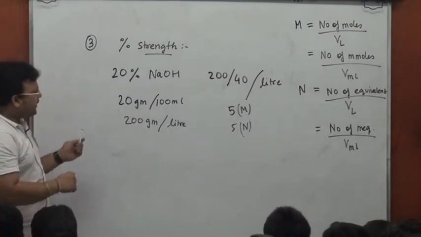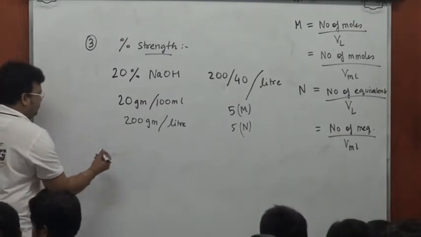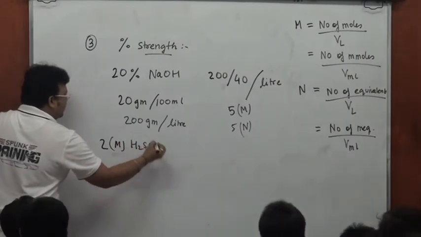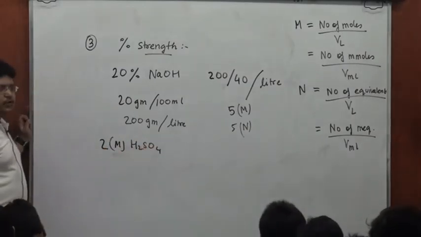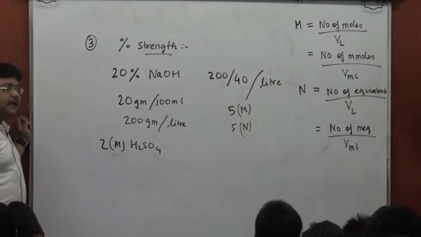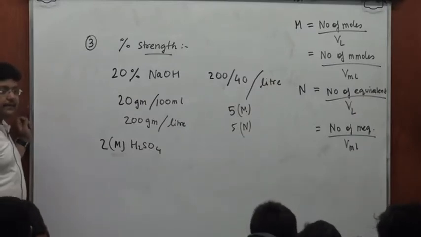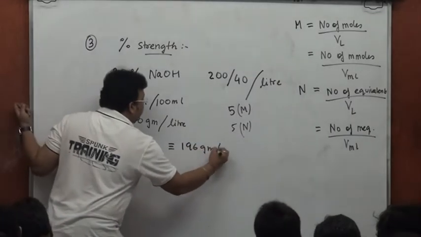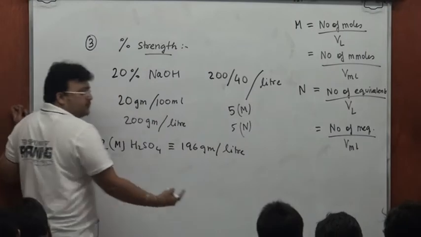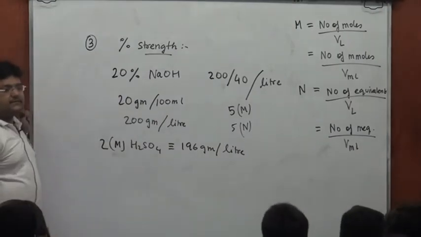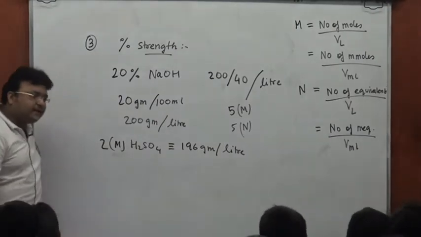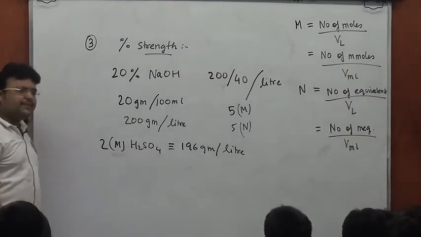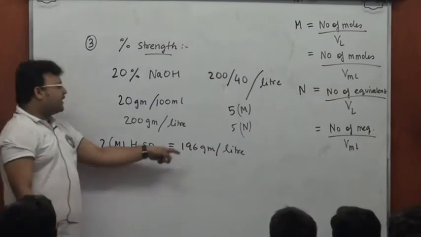Moving on, if it's the other way, suppose it's 2 molar sulfuric acid. The 2 molar sulfuric acid will mean 2 moles per liter, which would mean 196 grams per liter. 2 moles will weigh 196 grams. I hope this is least confusing.